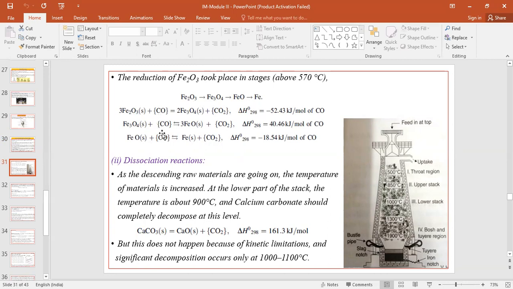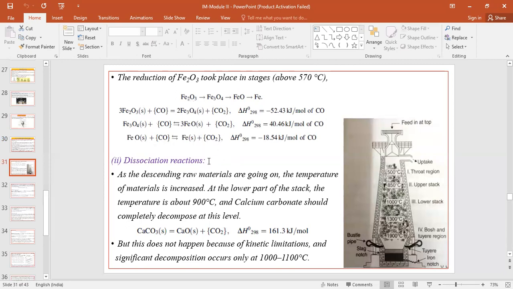And this will start taking place. In fact, this reduction takes place even at very low temperatures itself, but the kinetics of these reactions will be faster at temperatures of more than 500 degrees centigrade. And once the burden moves to the lower part of the stack, once it reaches around 900 degrees centigrade, by that time most of the iron bearing material will get reduced to FeO or Fe form.